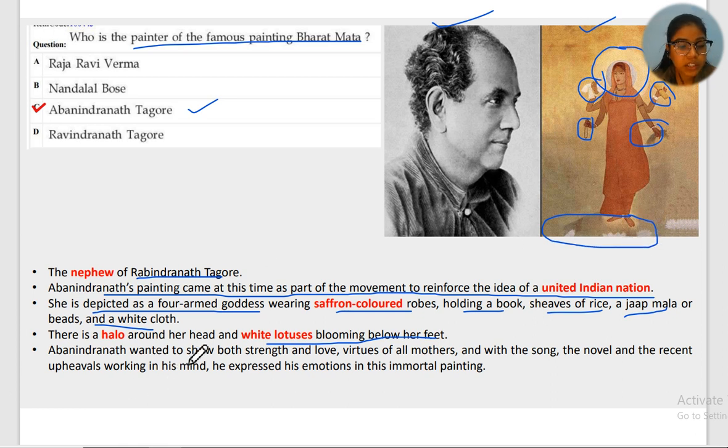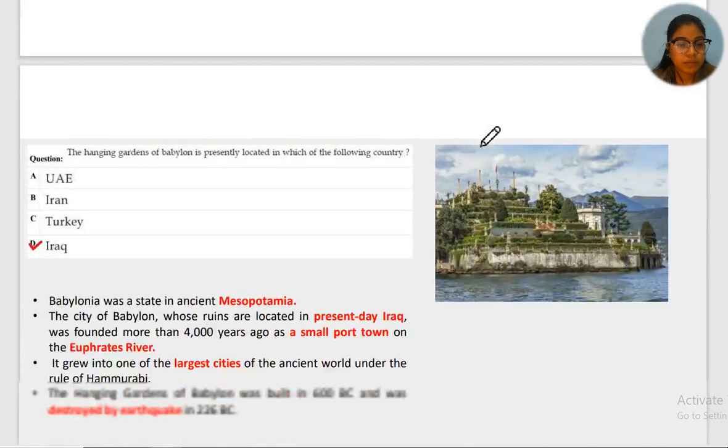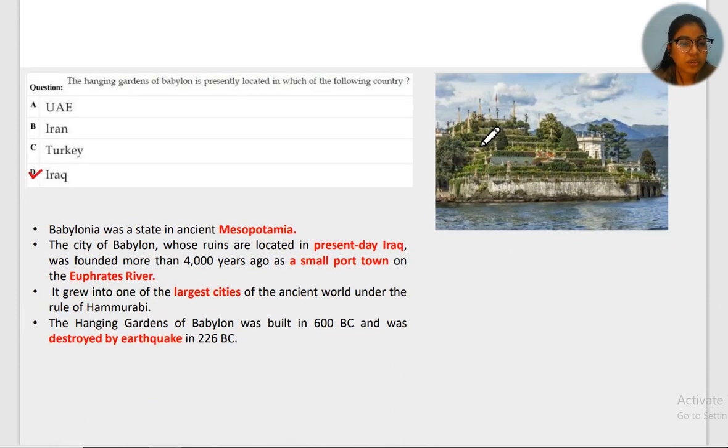Abanindranath wanted to show both strength and love, the virtues of all mothers, and with the song, the novel, and the recent upheavals working in his mind, he expressed emotion in this immortal painting. So these are his emotions which he has expressed in this painting of Bharat Mata, which you can see over here. Now coming to the next question.